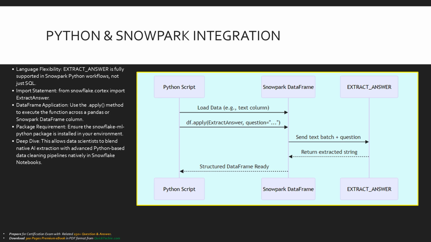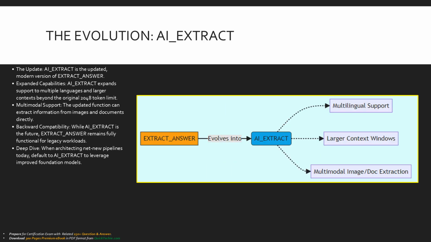Cortex processes the text batch, extracts the answers, and returns them to the data frame. The Python script now has a fully structured dataset ready for advanced analytics. As technology moves fast, so does Snowflake.